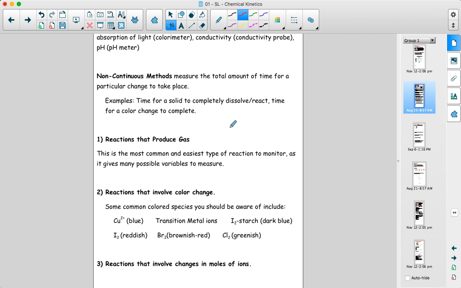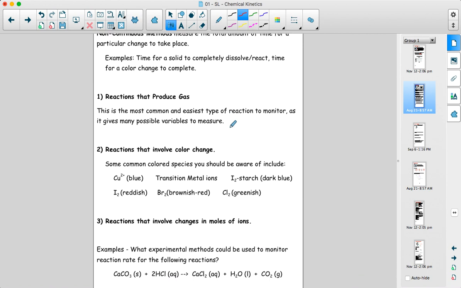We could also look at how long does it take for a particular solid to completely react, to go from being a solid to being totally dissolved and reacted away, instead of monitoring something continuously over time.